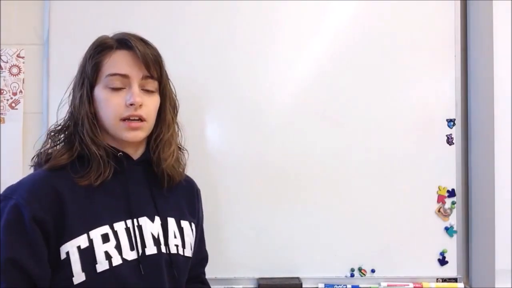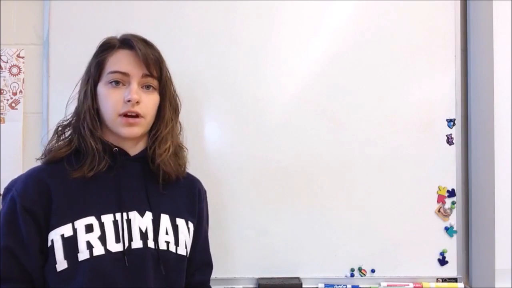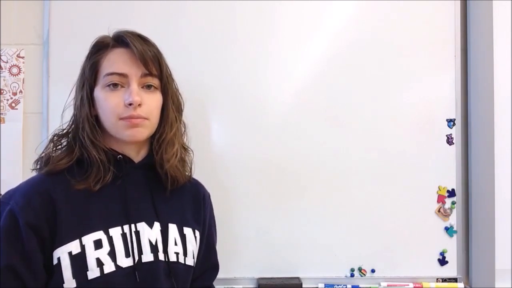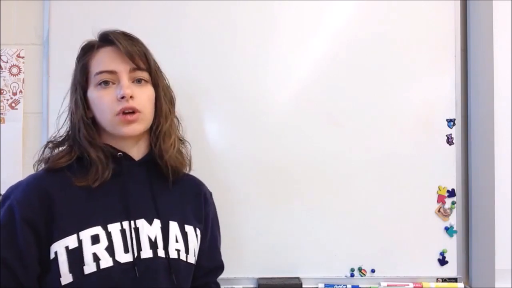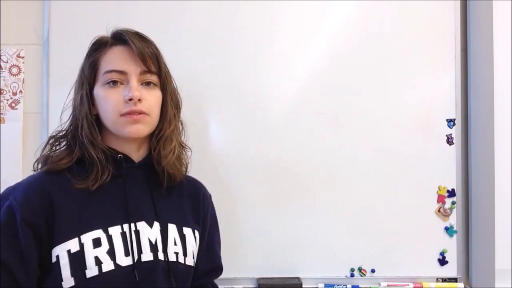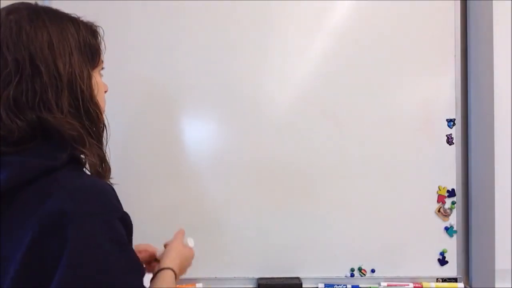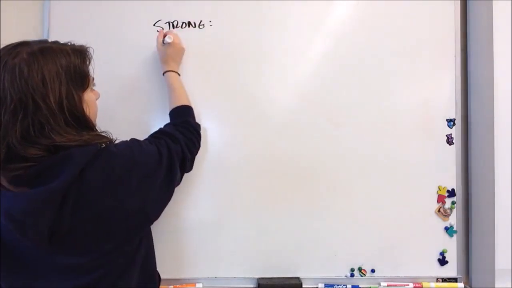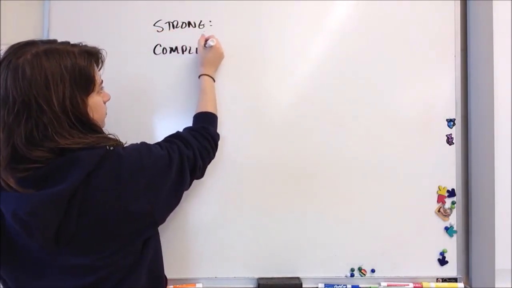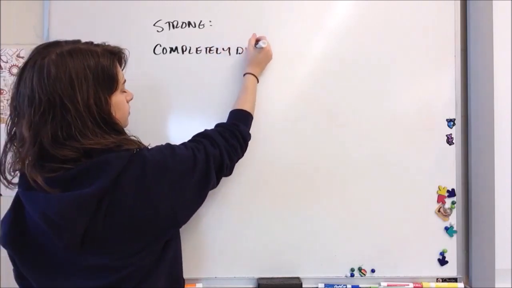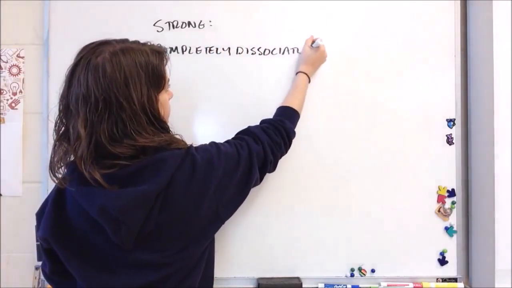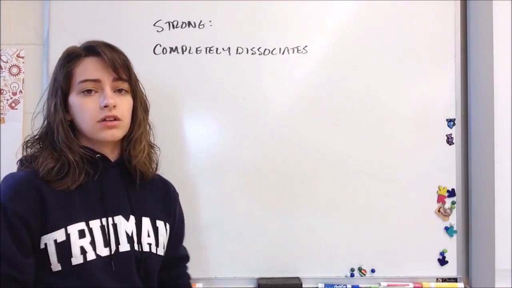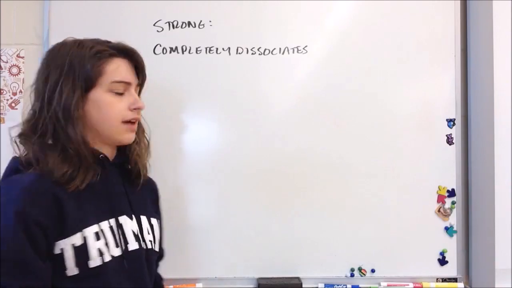Like most things we've done so far this year, we've drawn particle diagrams for a lot of the scenarios we're representing. So we're going to draw particle diagrams to represent strong acids and weak acids and strong bases and weak bases. First, let's review what it means to be strong and weak. If something is strong, it completely dissociates. This means that it's going to completely break apart into its 2 ions, so you're not going to have any of the original compound left.